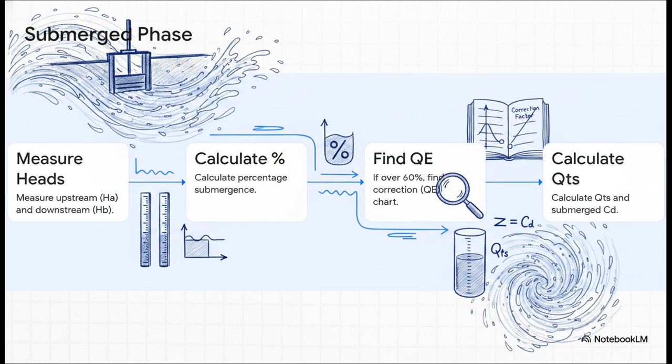Step 2, calculate your percentage submergence. If it's over that magic 60% threshold, you move right to step 3. Pull out your log-log chart and find your correction factor, QE. Finally, step 4, calculate your corrected submerged discharge, QTS, and your new submerged coefficient of discharge.